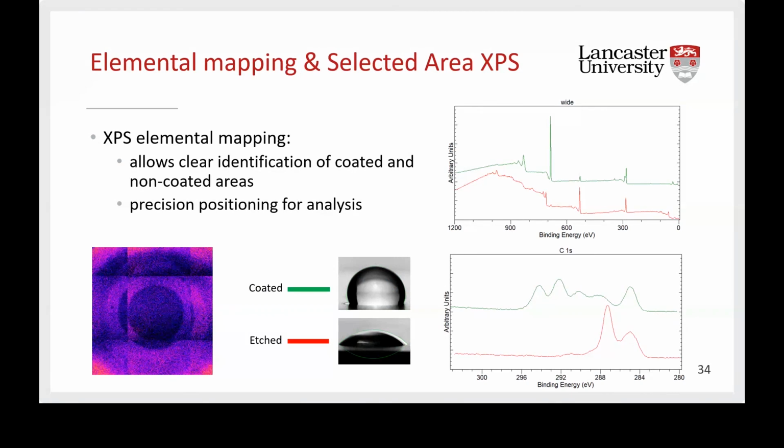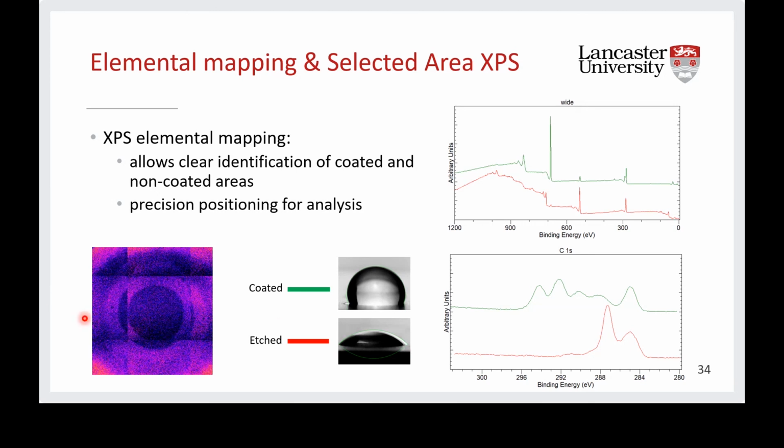In the case of the pattern masking, we can also use selected area XPS. We can use elemental mapping to make sure we're taking our data from the correct areas of a sample. Now these plasma polymers, quite often you can't see them by eye. So if we had a pattern there, I might not be able to see it myself or under microscope. So having some kind of technique where we can map the areas that we've patterned is incredibly useful.